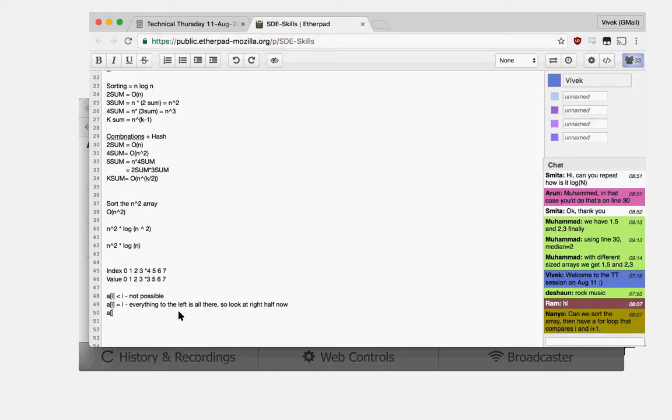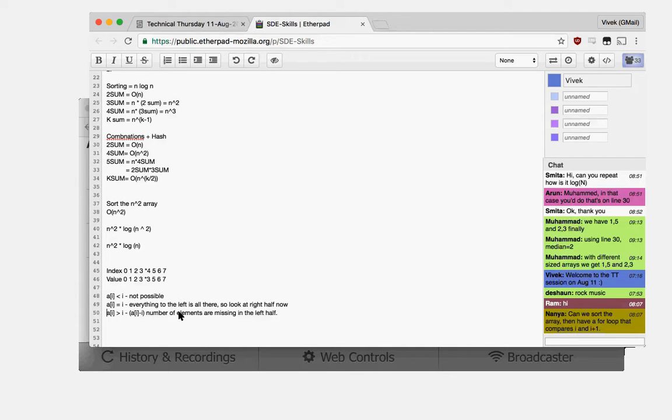Correct. What if A of I is greater than I? So something is missing on the left. Not just something is missing. You know that elements lesser than the index are missing, right? The difference is missing. Perfect. So not only do you know that something is missing, you actually know how many elements are missing.